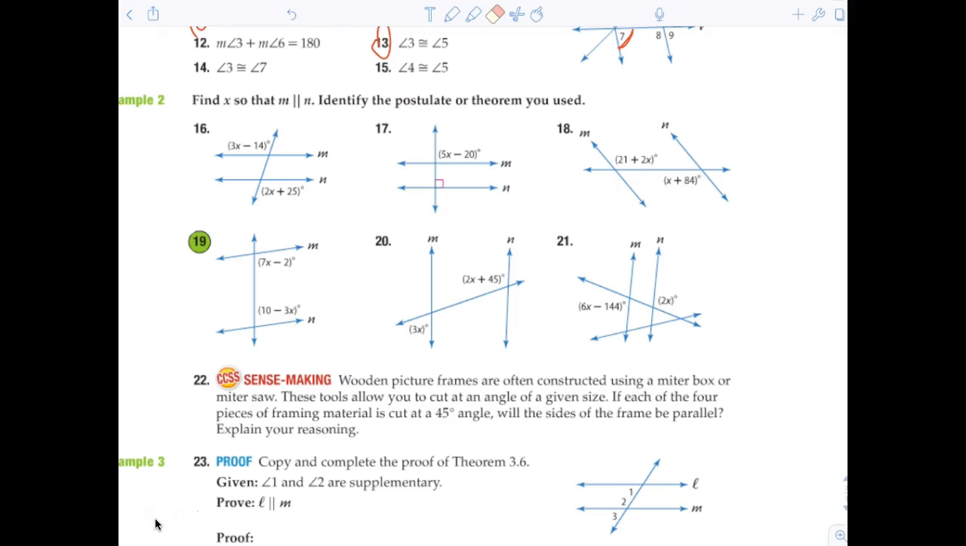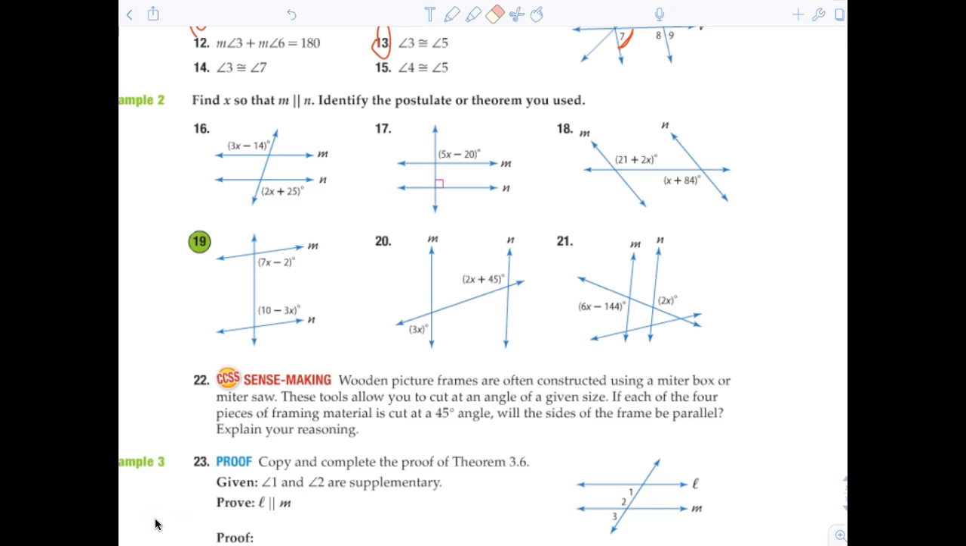All right? So listen, for these, it would be nice to say those are alternate exterior, these are corresponding, these are alternate interior angles. That's what they want you to justify. All right? Now, for question 19, you would say that's what? Consecutive interior angles. And so those angles have to add up to what? Those angles add up to 180.